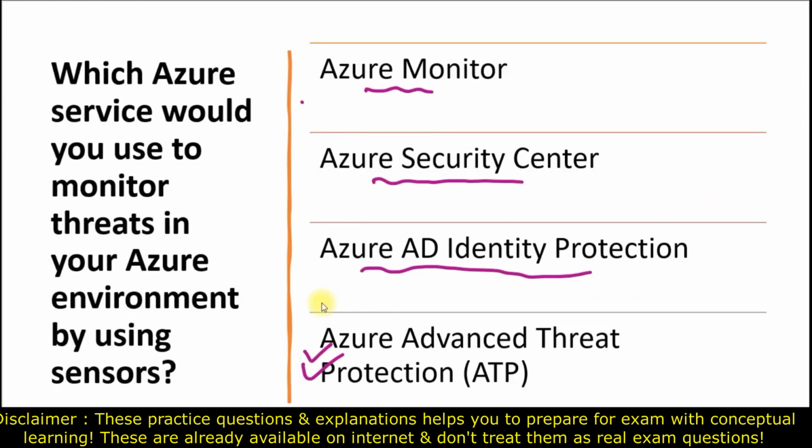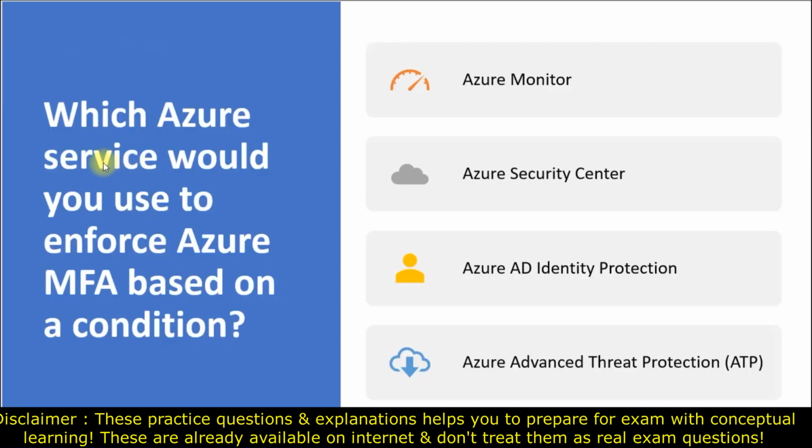Let's talk about the next question now. In this question, they are asking which Azure service you would use to enforce Azure MFA based on a condition. The options are Azure Monitor, Azure Security Center, Azure AD Identity Protection, and Azure ATP. As we already discussed these services earlier, Azure Monitor monitors the resources and sends alerts.